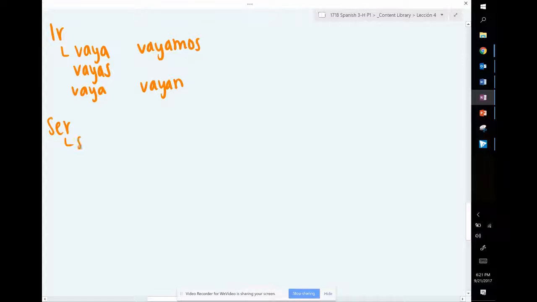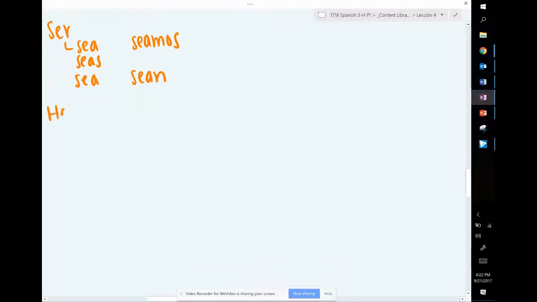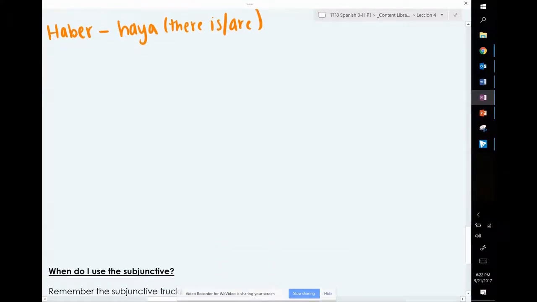Ser: sea, seas, sea, seamos, sean. Haber, which we did not talk about when we talked about commands. Haber just has one conjugation, just like the present indicative, where it's hay, the preterite indicative, which is hubo, the imperfect indicative, which is había. In the present subjunctive, it is haya, and that means there is or there are.